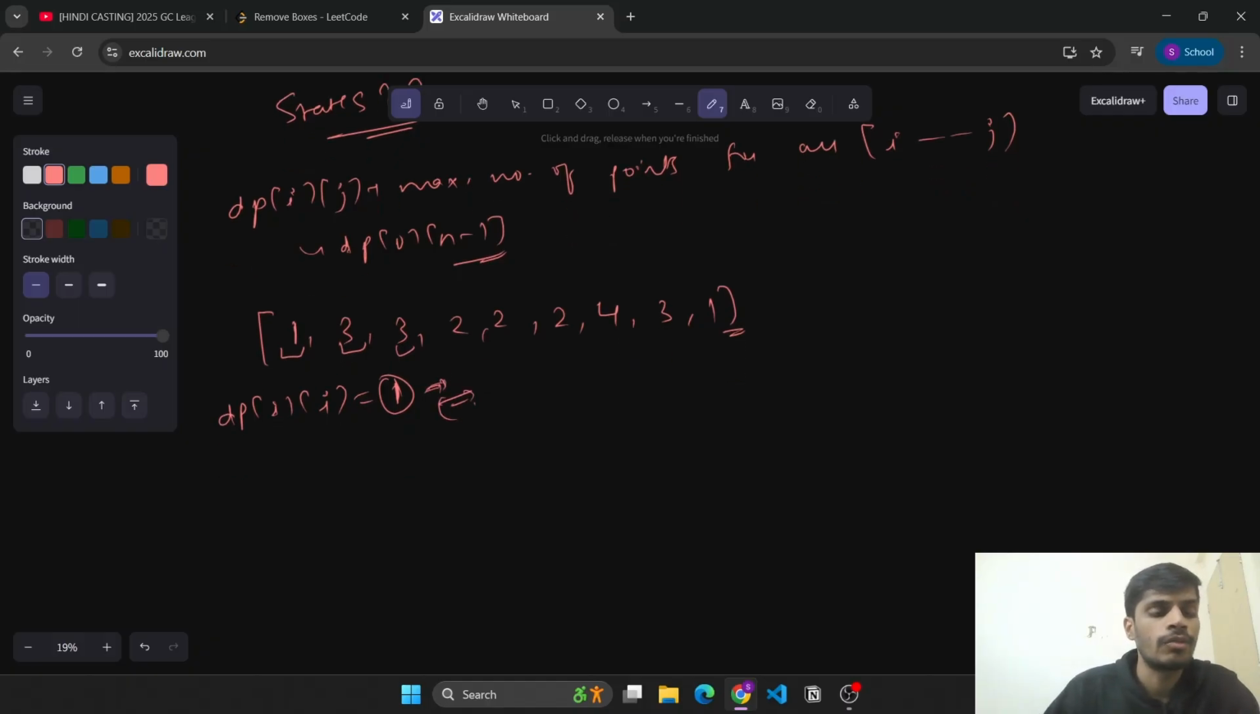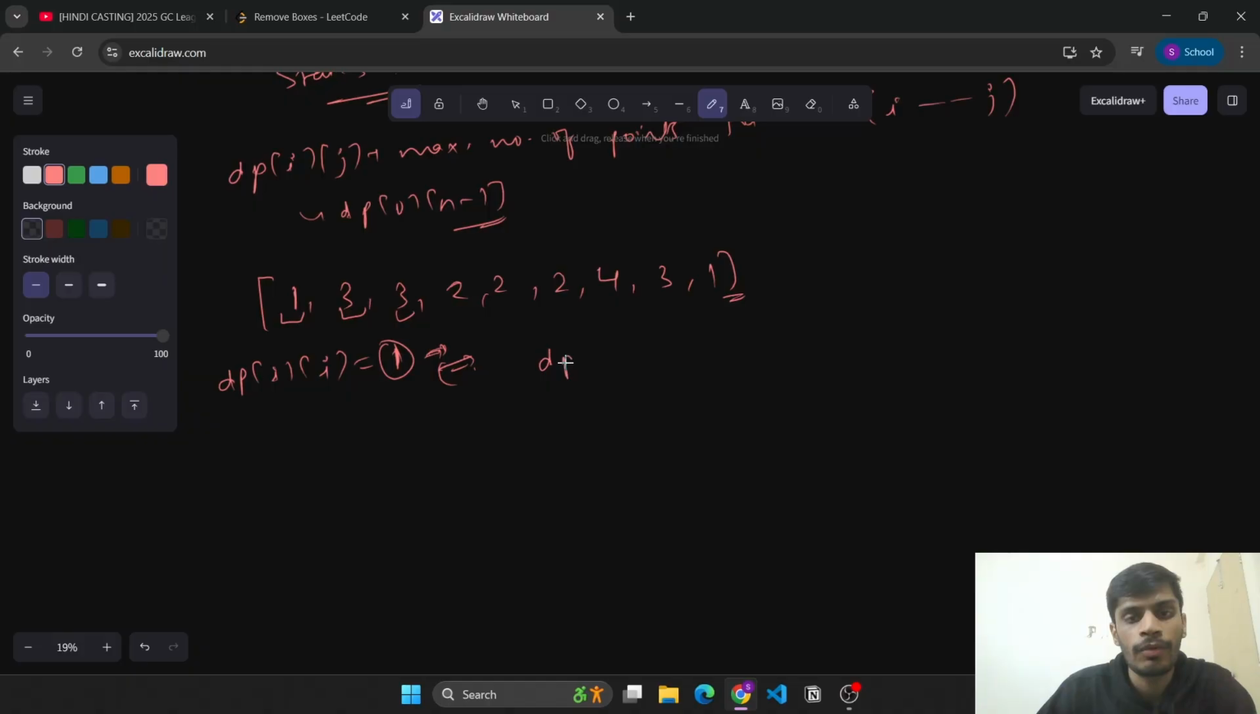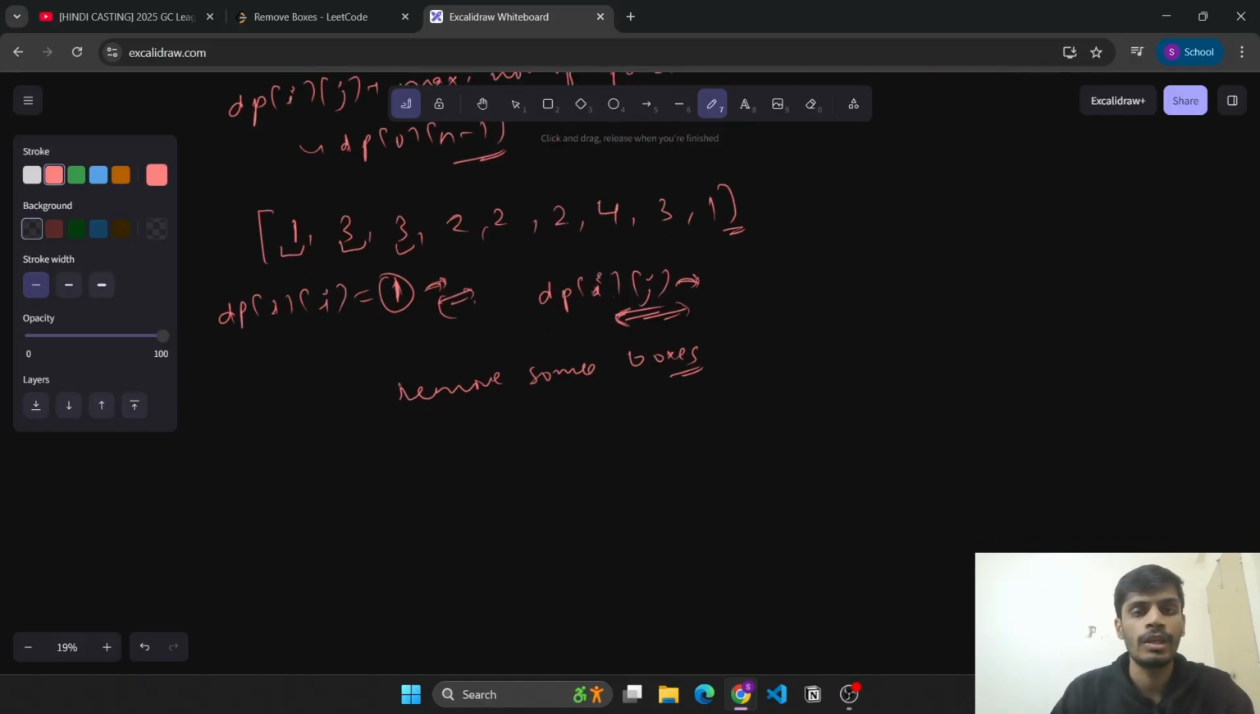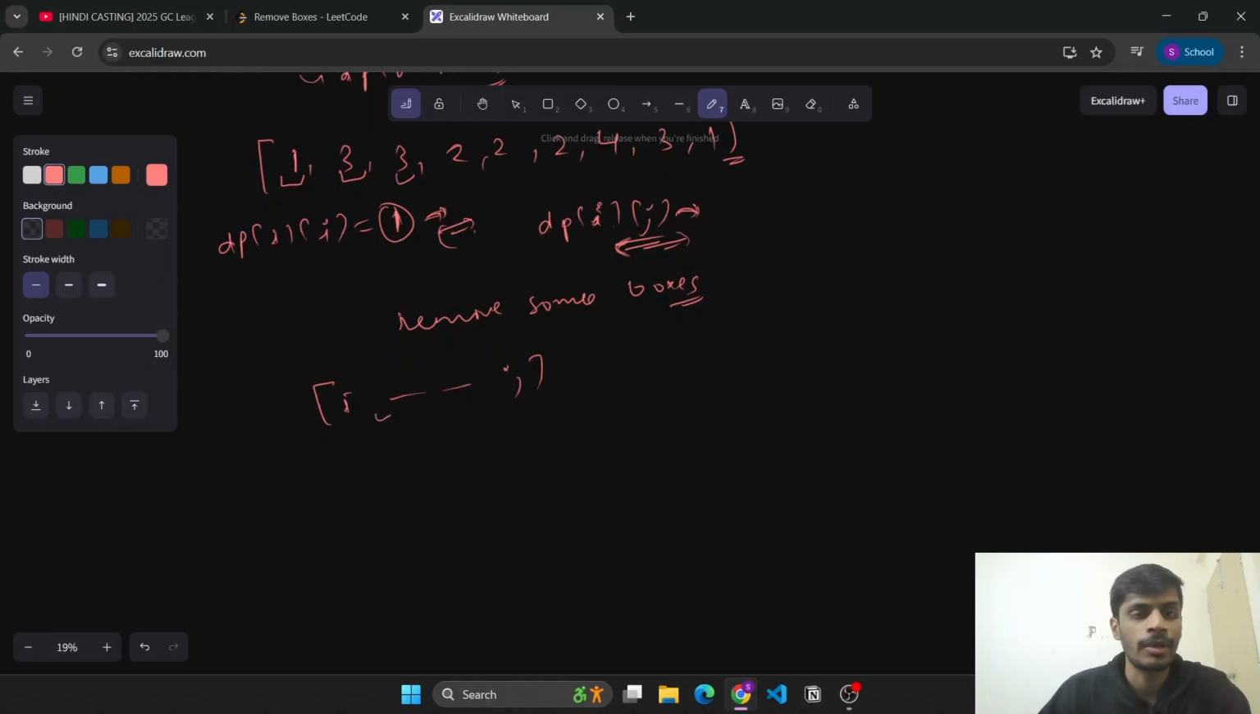Now for 2 length, suppose we try to solve, meaning we are calling DP of i, j. How will we calculate the maximum points for this state? Definitely we'll be removing some boxes. So how do we remove those boxes? Suppose we try to remove some boxes. This is the current state i till j, and we try to remove some segment in between, and this segment can be any continuous sequence.